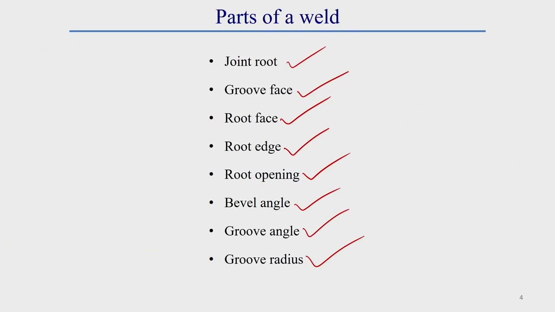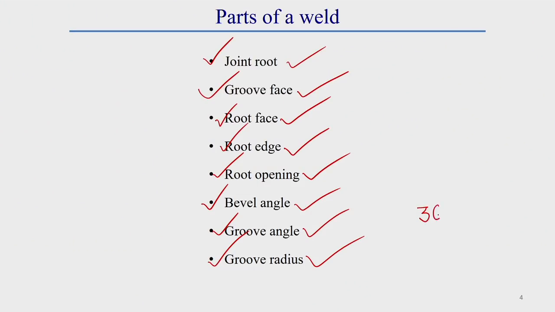For remembering purposes for these 8 different element names, you can see there are 3 generic elements which start with R, 3 different elements like this. There are 3 Rs, and another 3 elements like groove face, groove angle and groove radius also start with G. Another one starts with B, another one starts with J. So you can remember this as 3G, B, 3R, J. So 3G means 3 elements which start with G, and 3 elements of this weld joint start with R, and of the rest, one element starts with B, another starts with J.